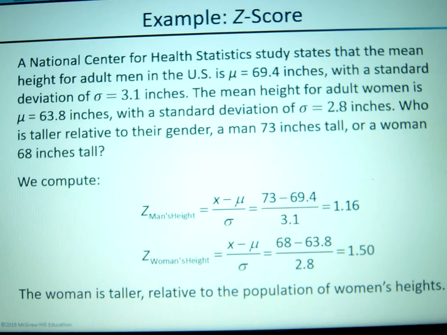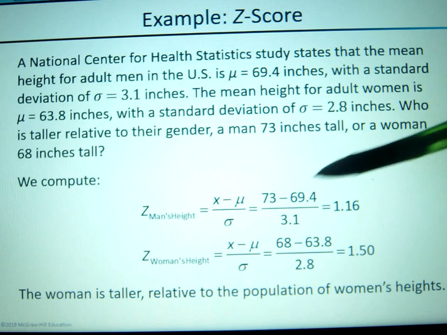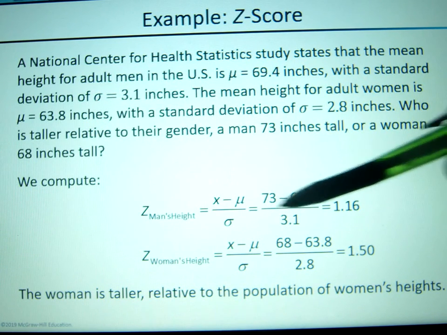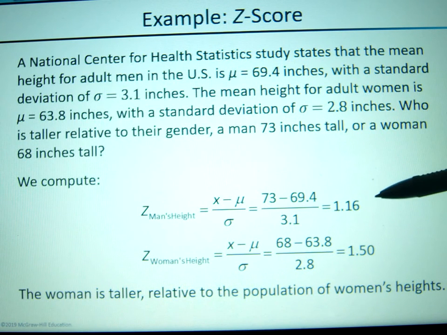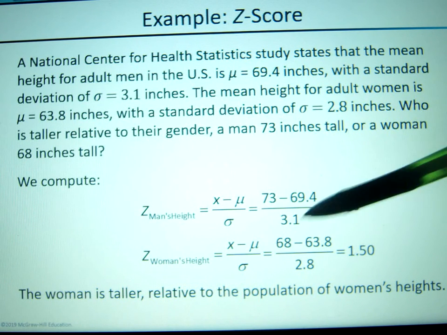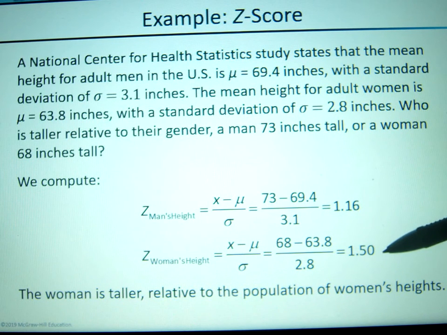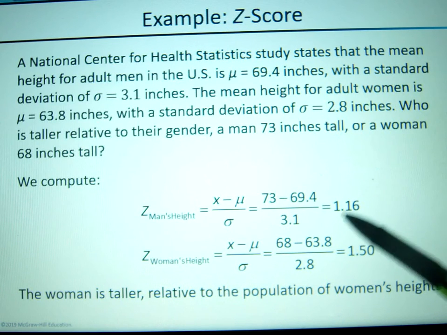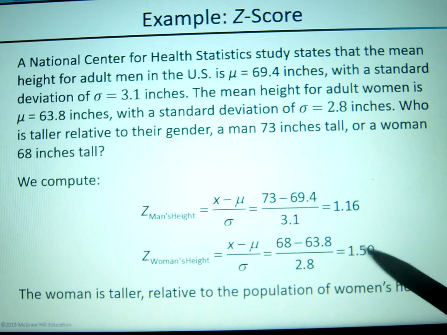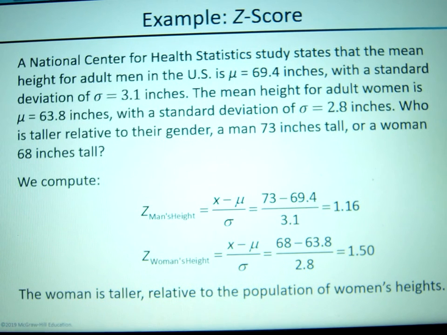So if we compute this, we have the man who is 73 inches tall minus his average divided by the standard deviation. We will get 1.16. The woman is 68 minus 63.8 all over 2.8. Hers is 1.5. So 1.16 and 1.5, the woman is further away from the mean above it. So she is further away above it than the man. The woman is taller relative to the population of women's heights in the United States.